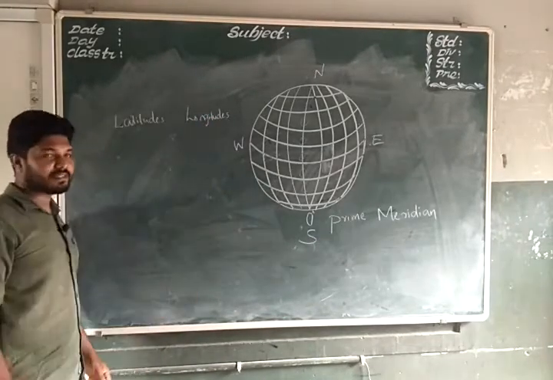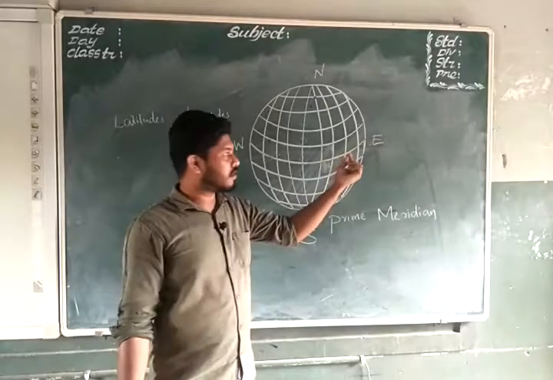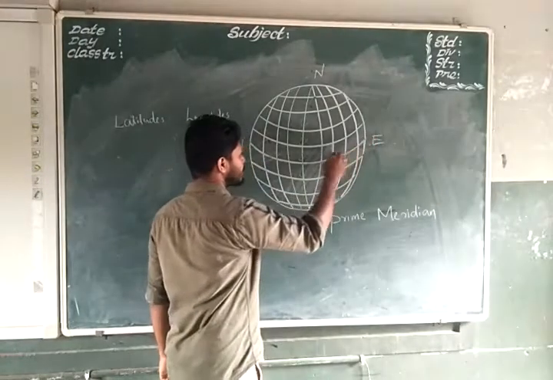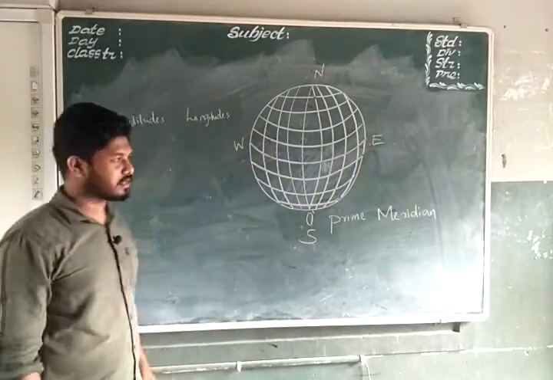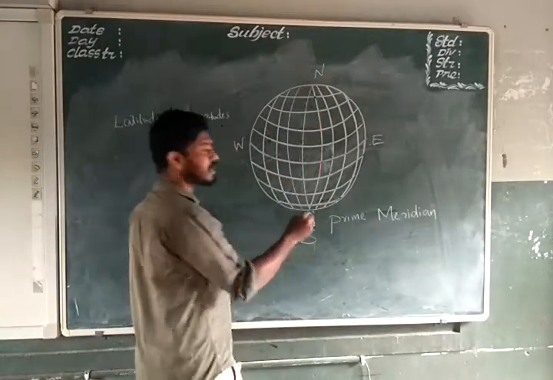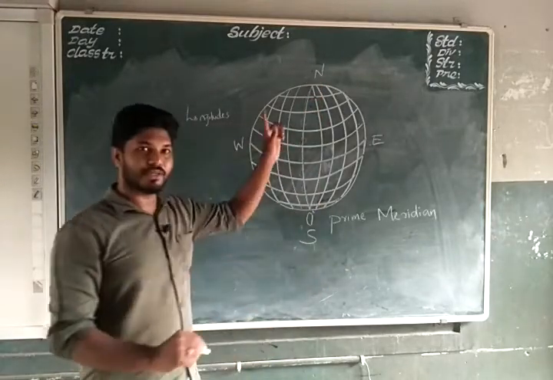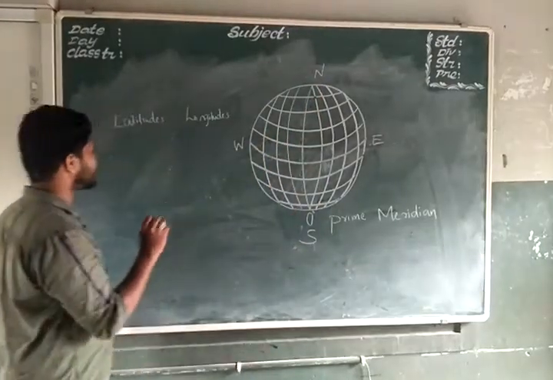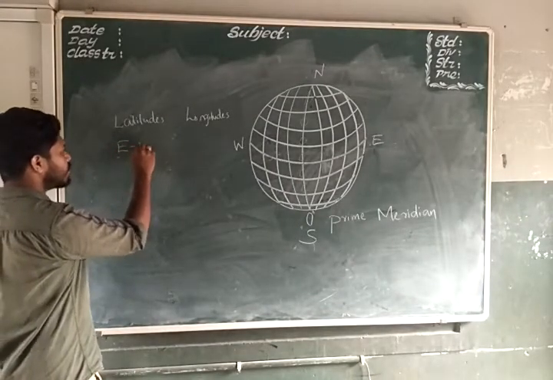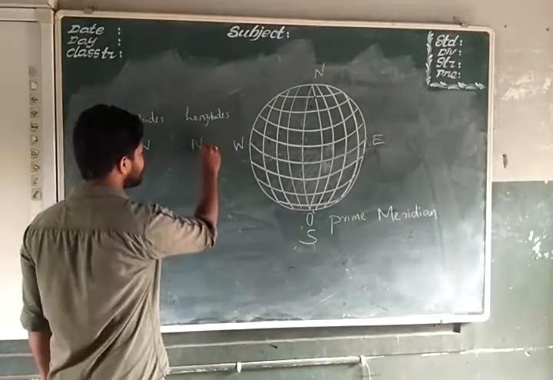So the first difference is that latitudes are drawn from east to west. See here, these are drawn from east to west, whereas longitudes are drawn from north to south. These are the lines, these are longitudes. They are drawn from north to south. So that is one of the differences. Latitudes are drawn from east to west. Longitudes are drawn from north to south.